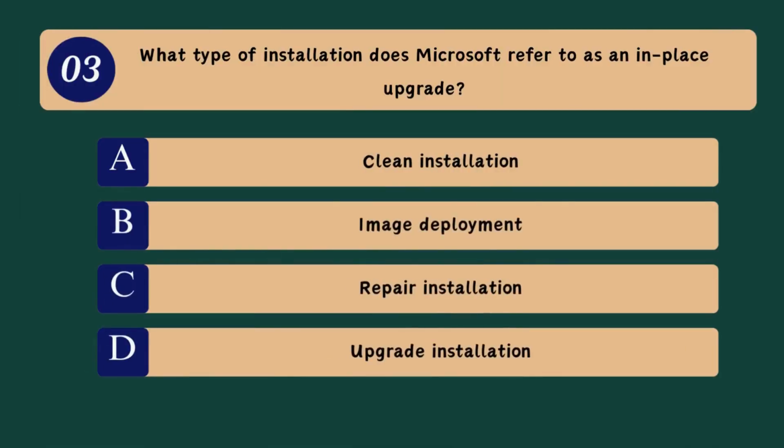Question 3. What type of installation does Microsoft refer to as an in-place upgrade? A. Clean installation. B. Image deployment. C. Repair installation. D. Upgrade installation. Correct answer? D. Upgrade installation.